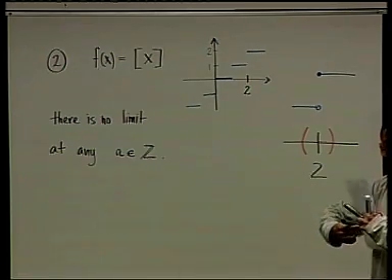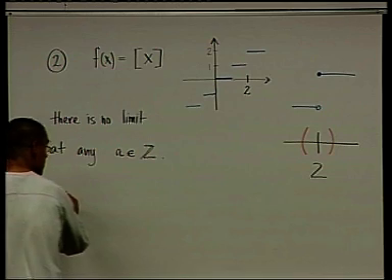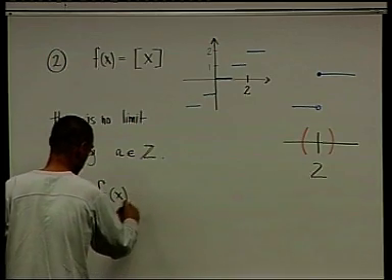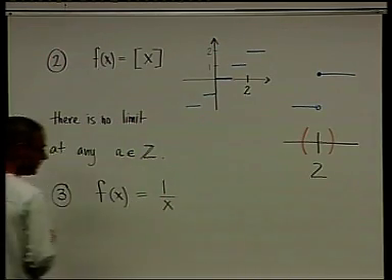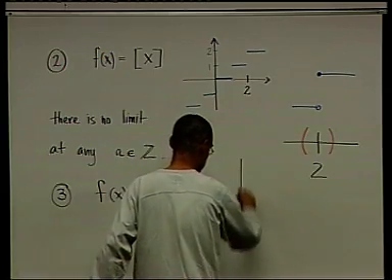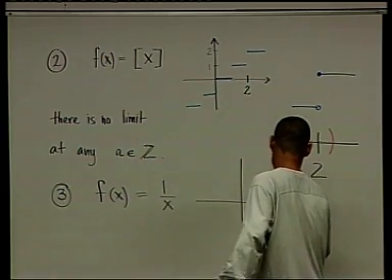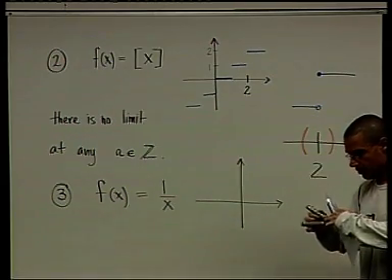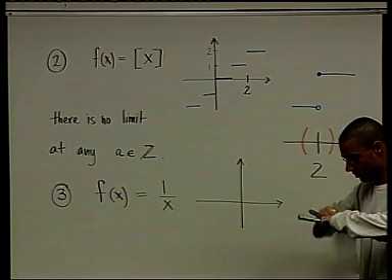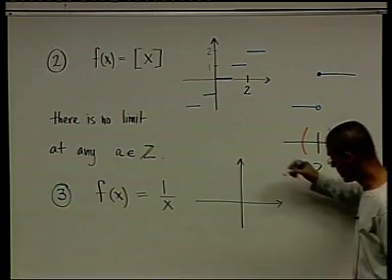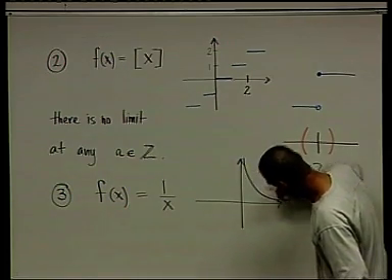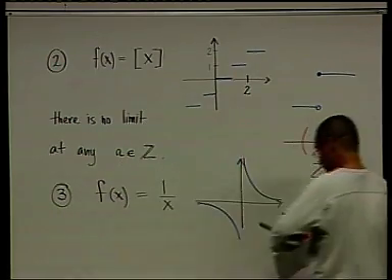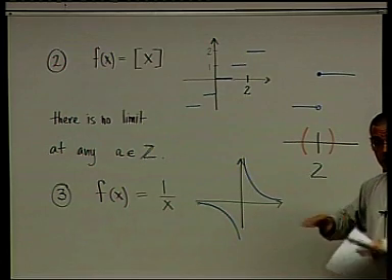Let's do another example where there is no limit. Example 3. Let's look at the function f of x equals 1 over x. Again, let's draw it. What does 1 over x look like? That shape has a name. It's a hyperbola. So it looks something like this. And this you should know well, how to draw the graphs of these standard functions.